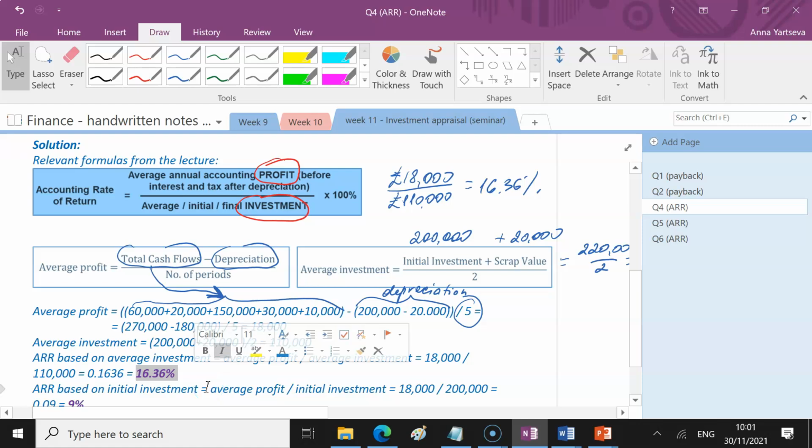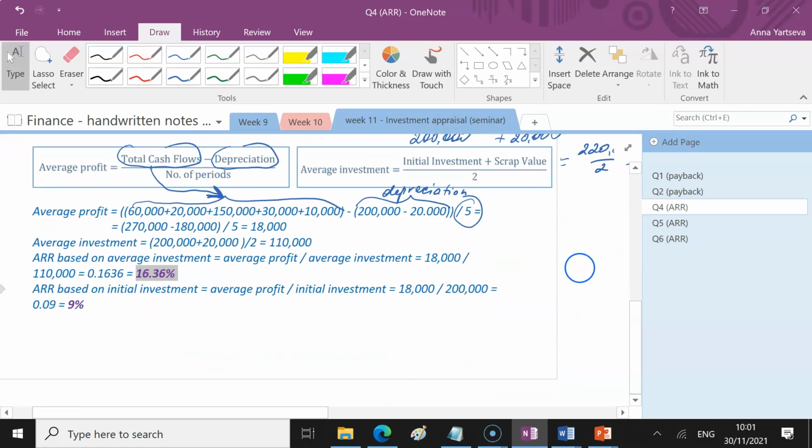You might, however, be asked to calculate it based on initial investment, which is probably more intuitive and which is probably what most CEOs will be interested in. So this will be more common, divided by initial investment. We've invested 200,000. If we divide our accounting profit of 18 by 200,000, we will get an accounting rate of return of 9%. As you can see here, the figures are so different. 9 and 16% are totally different numbers, right?